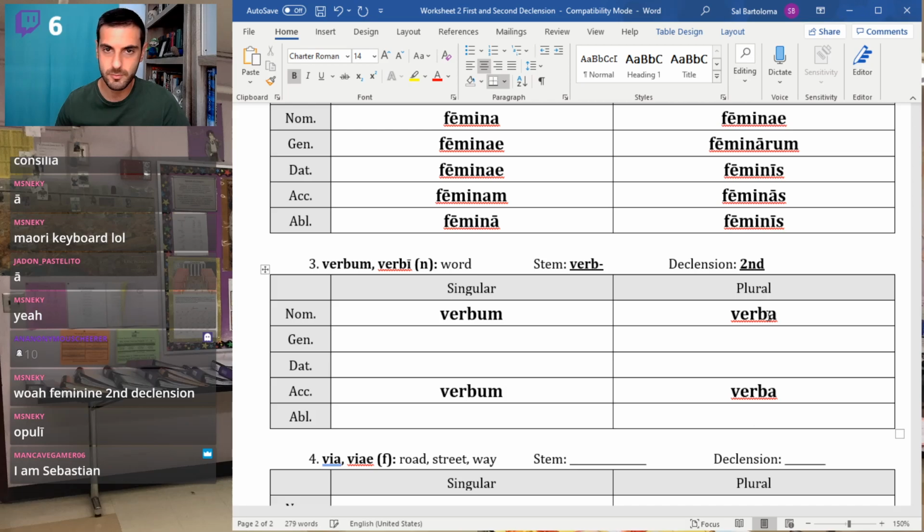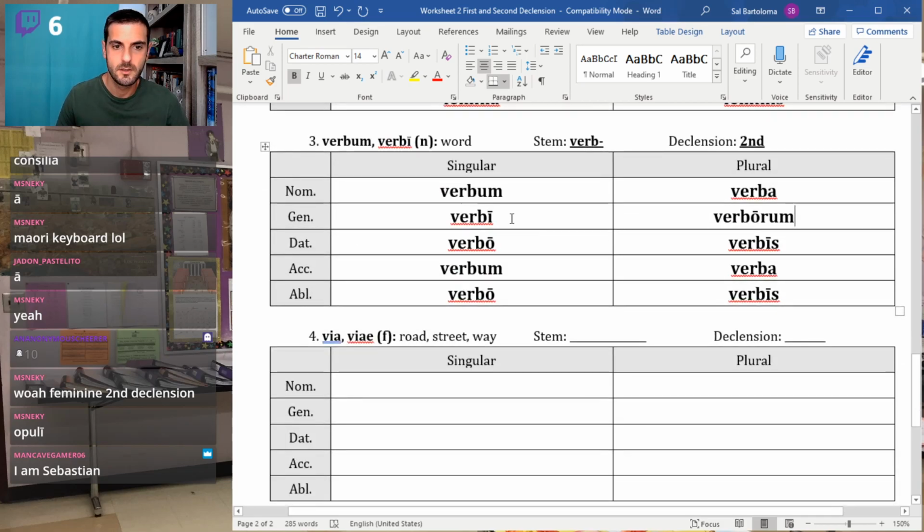And then we go back and fill in all of our other forms. So let's start here. Verbo and verbis for my ablative forms. Verbo, verbis for my dative forms. Verbi and verborum for my genitive forms. I'm literally just going at random, and that's how you want to be able to do this. You want to be able to fill in any form at any time. That way when you see one in a sentence, you recognize it. Any form, anytime. So verbum, verbi, verbo, verbum, verbo, verba, verborum, verbis, verba, verbis.